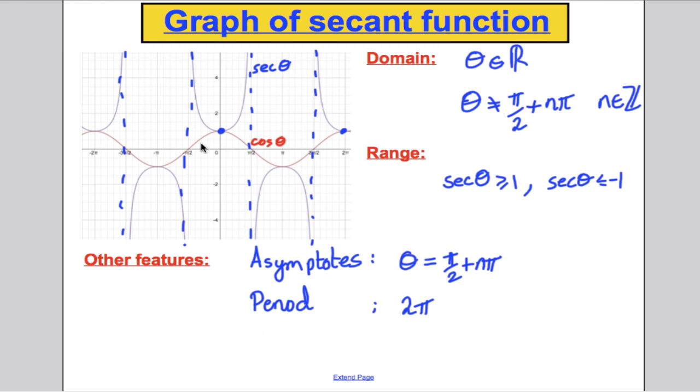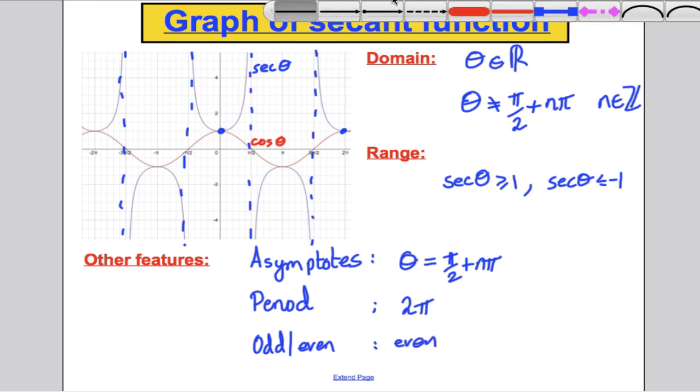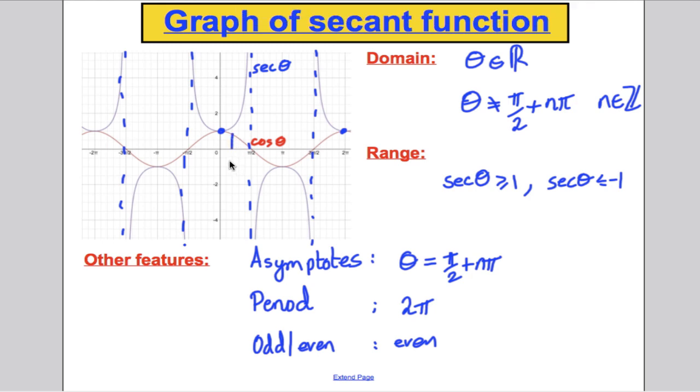And lastly, we could say it's an even function. We could call it, is it odd or even? You should know what this means by core 2. It's an even function. And by that I mean, if we put, say, a positive value of theta in there, we get the same answer when we put the negative value of theta into the function. So the way to write it, we could say that sec theta always gives us the same answer as sec of minus theta, the negative value of that.